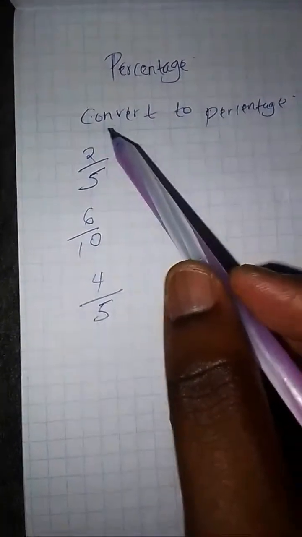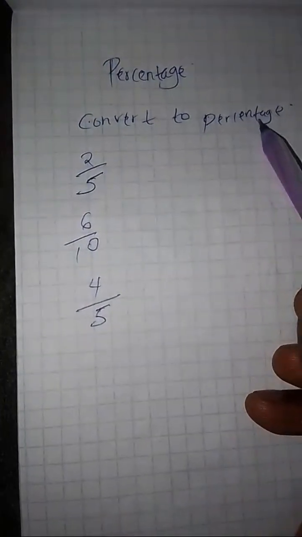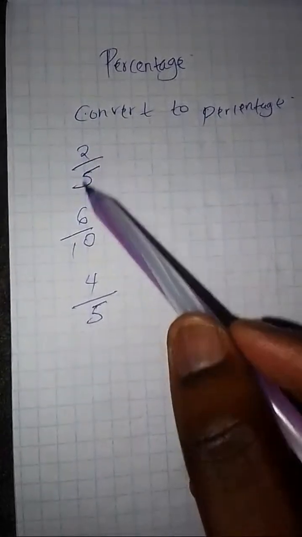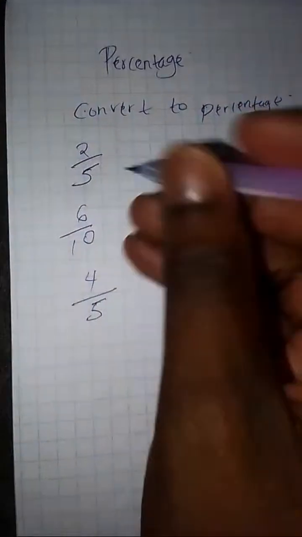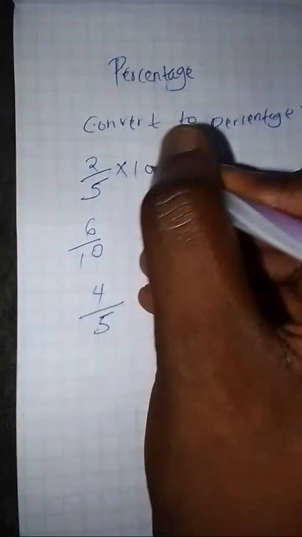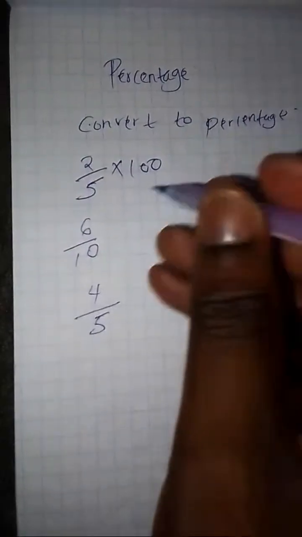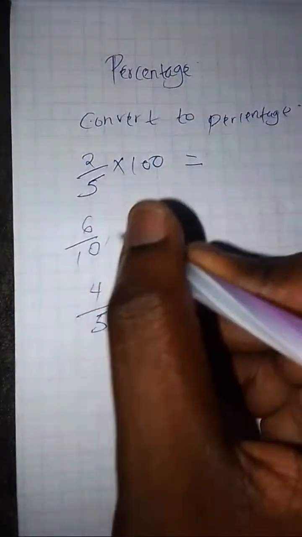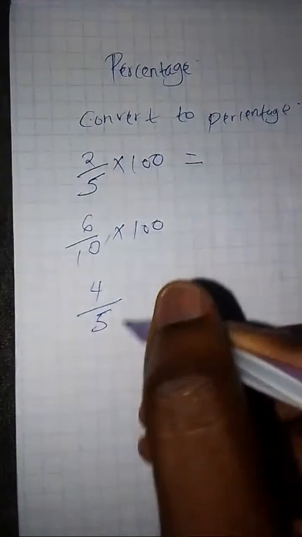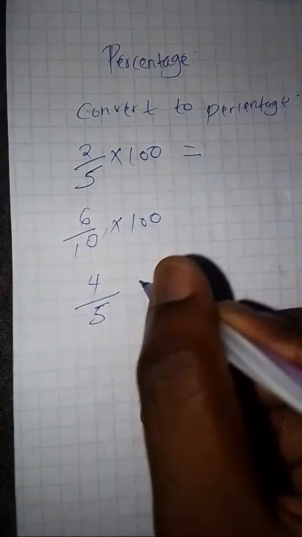So the first one is convert to percentage. So here we have 2 over 5. So how do we convert this into percentage? We simply multiply by 100. So here we shall have, this one is also by 100. This one is also by 100.